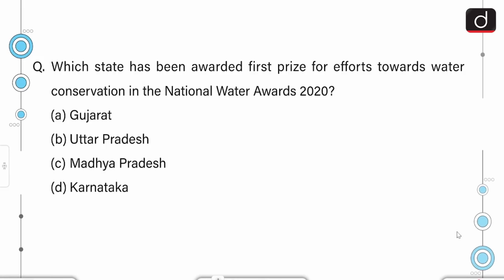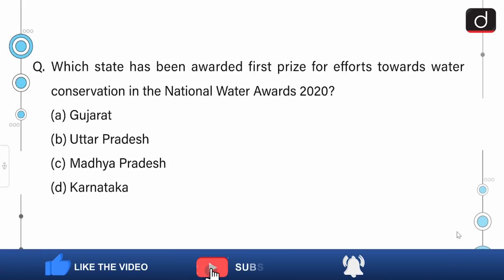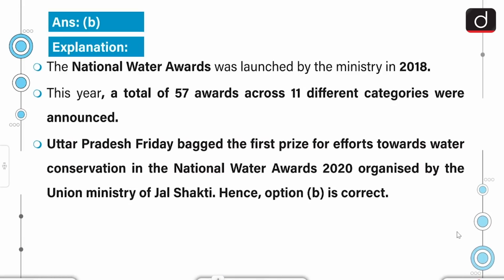So, which state has been awarded first prize for efforts towards water conservation in the National Water Awards 2020? The correct answer is option B, Uttar Pradesh. The National Water Awards were launched by the Ministry in 2018, and this year a total of 57 awards across 11 different categories were announced.